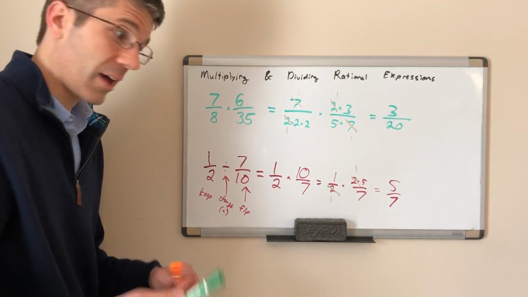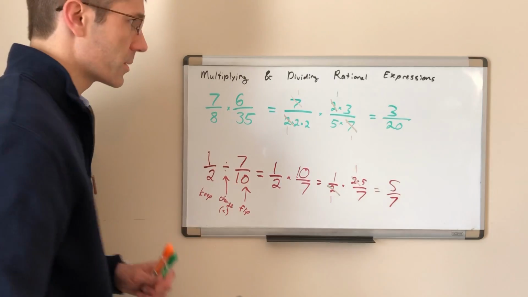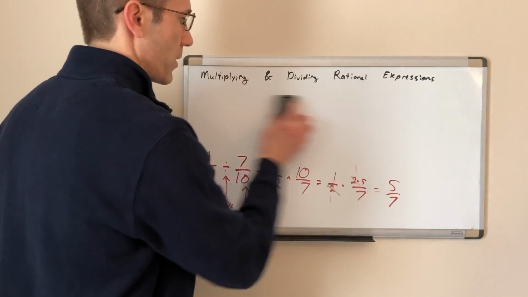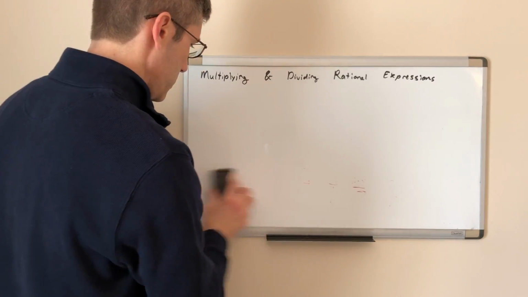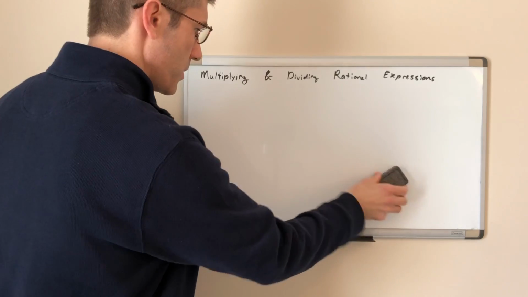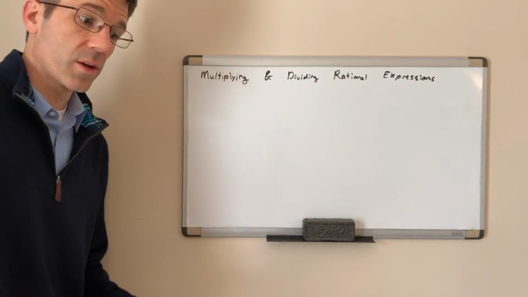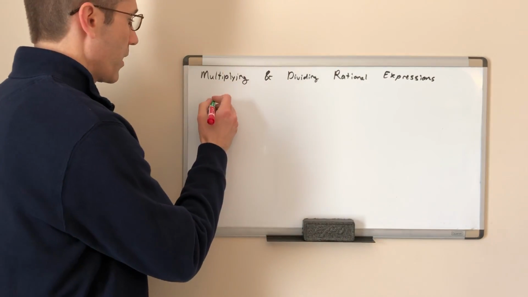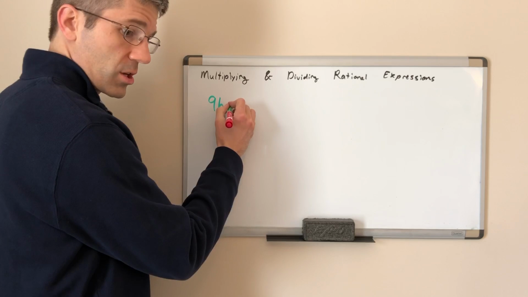Now let's do some that have variables in them, and things start getting a little bit trickier. Let me erase that one and this one. Red doesn't erase nearly as well. The next example is going to be multiplication, and I'm going to have 9h plus 9.